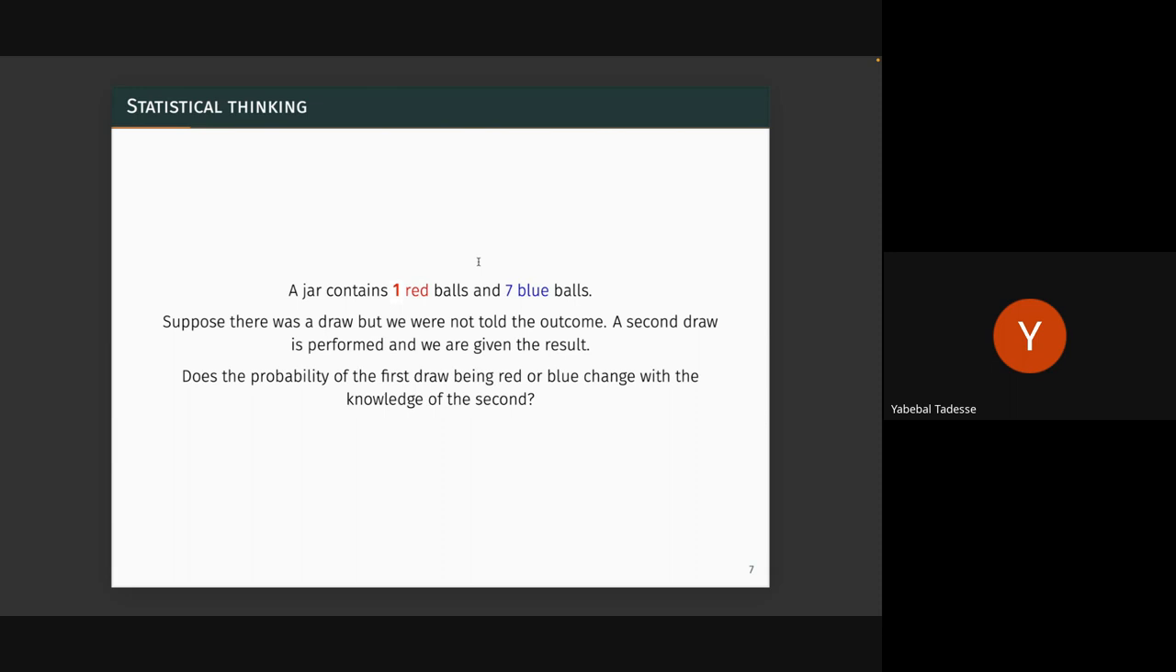Now, knowing it was performed some time ago, a draw, and now you are given the second. Somebody was asking what was the probability of that? They considered the variable W1, the probability that the first draw was red. And now the second draw comes and you see the outcome. Does it change that W1? Does the value of W1 change?